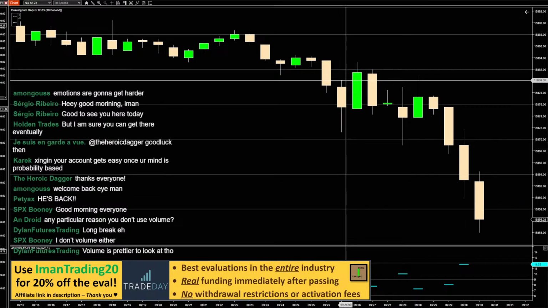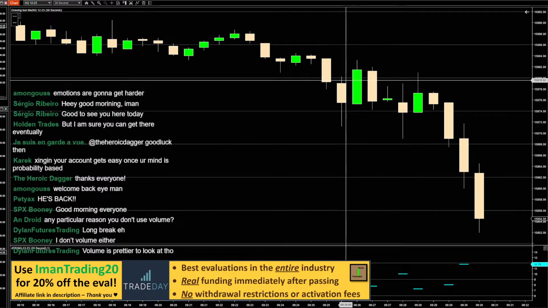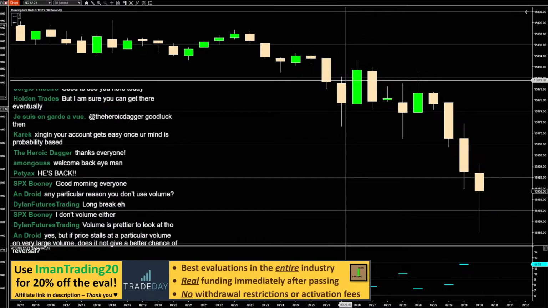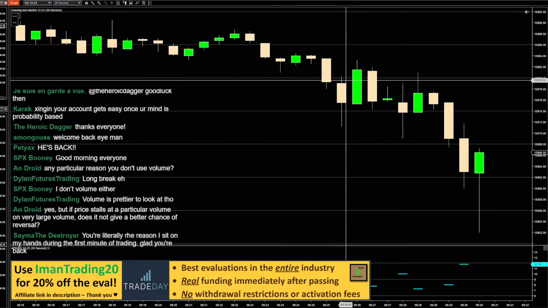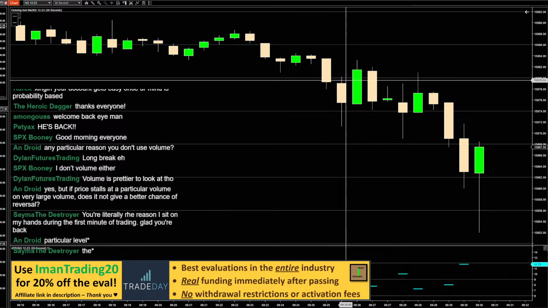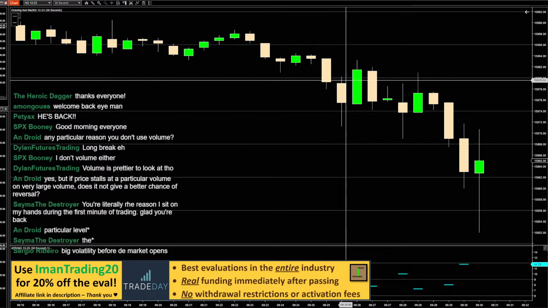Volume is definitely prettier to look at. I did used to use it for when I did the opening range break. I paid attention to it a little bit, but of course back then I didn't understand all the things I understand now. You know, about indicators and variables that don't actually have consistent predictive power on their own, of course.